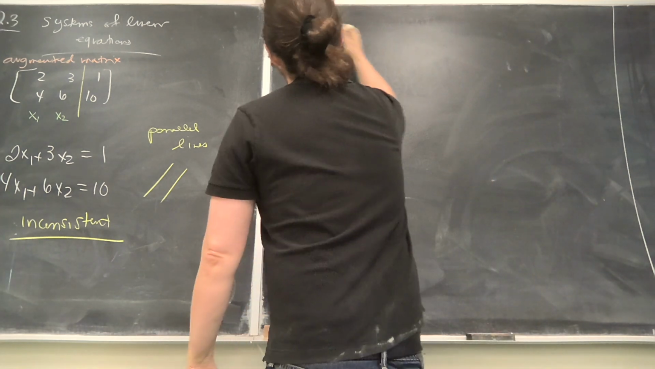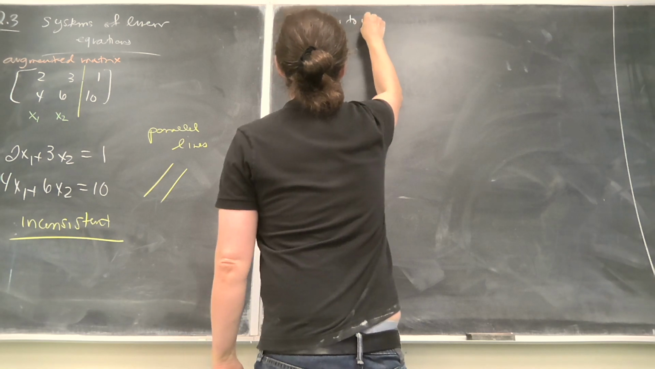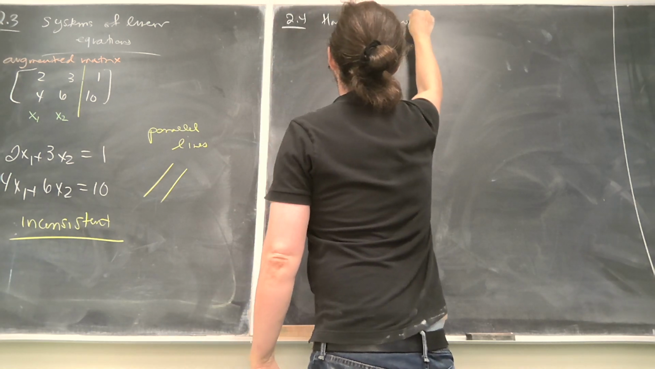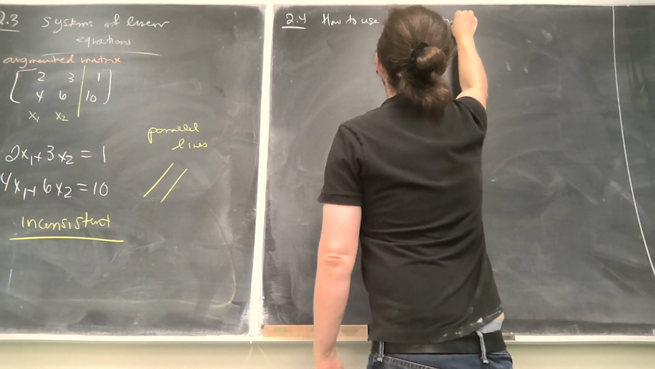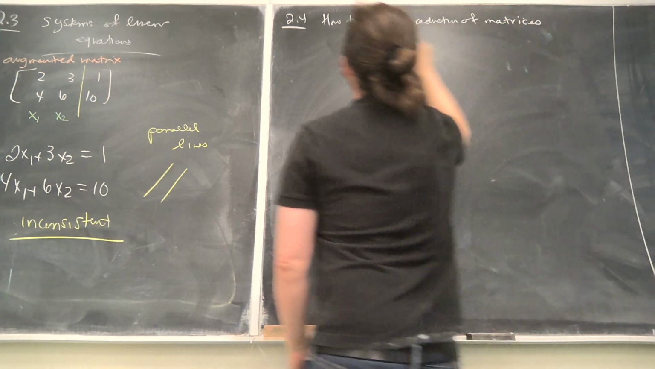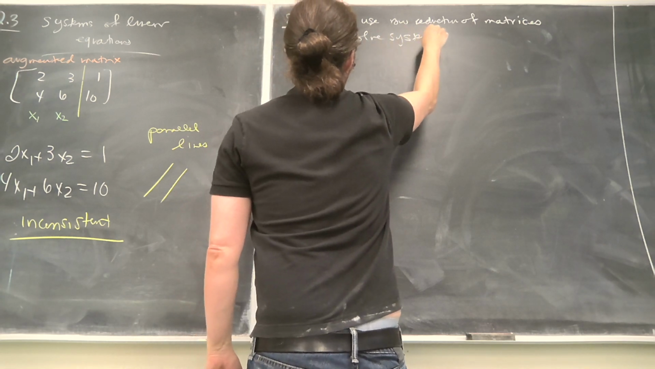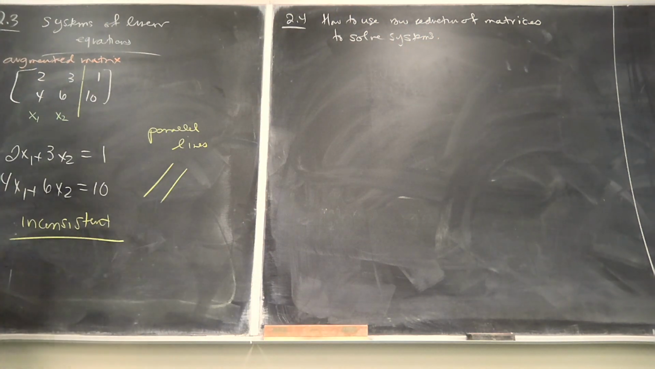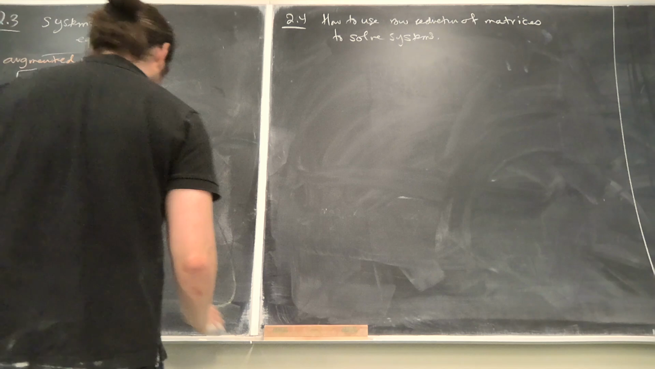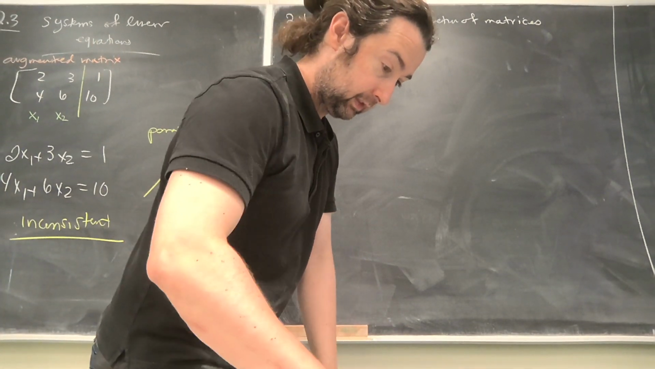All right, so 2.4, how to use row reduction of matrices to solve systems of equations. I'm going to write down a simple set of linear equations of the sort that you would have seen in an earlier class, and then I'm going to make an observation about matrices.